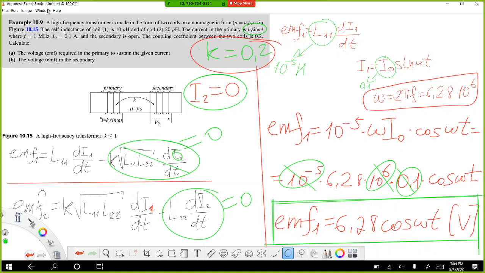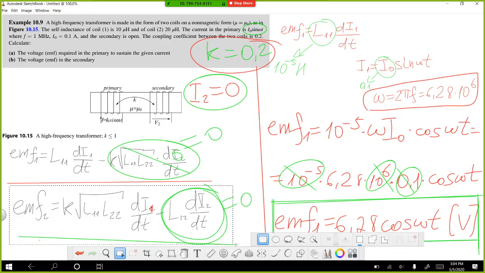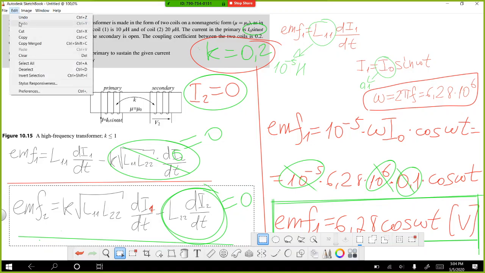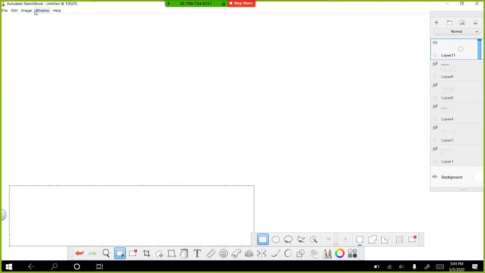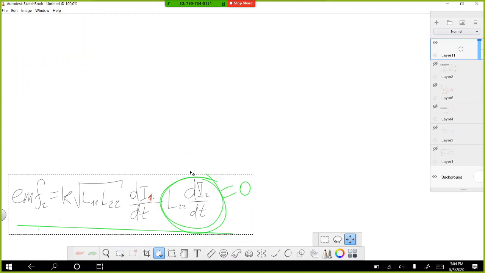Okay, the electromotive force in the secondary coil is given by this expression again, where this part equals 0, because I2 is 0, and let's write electromotive force 2. Again, let me copy this and paste in a new page.